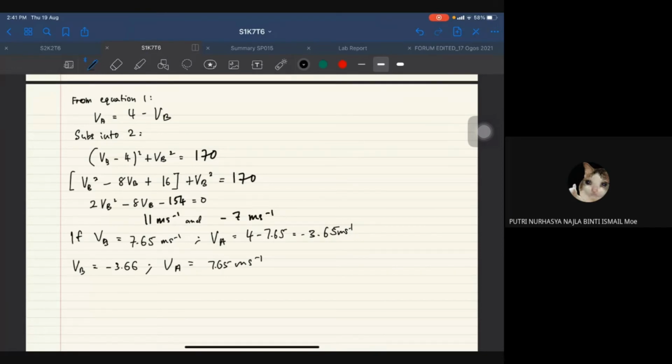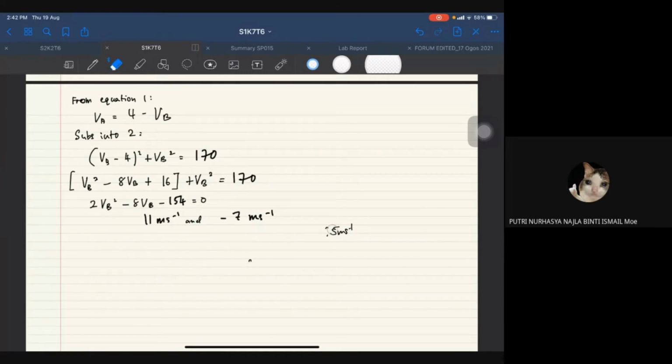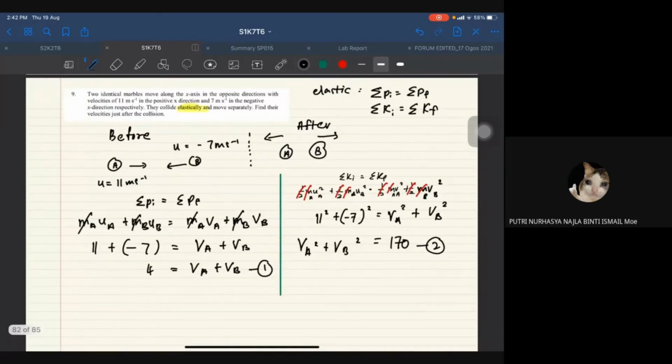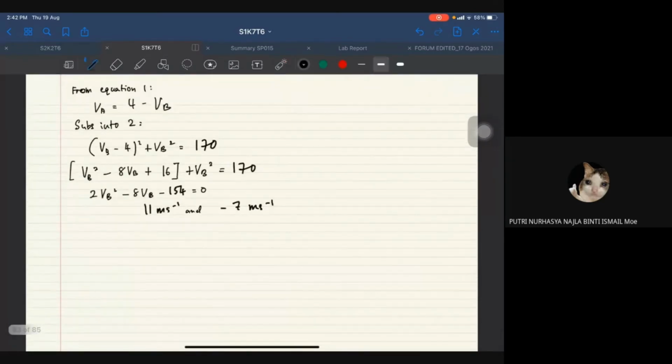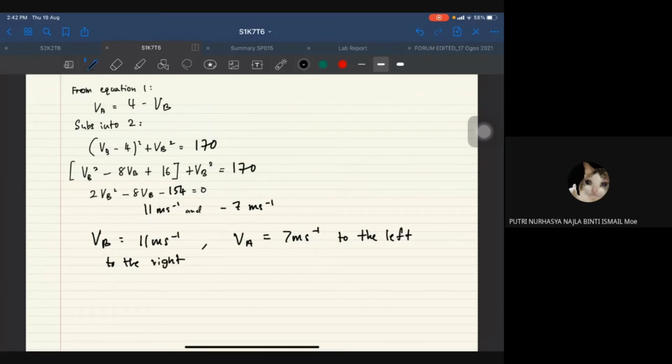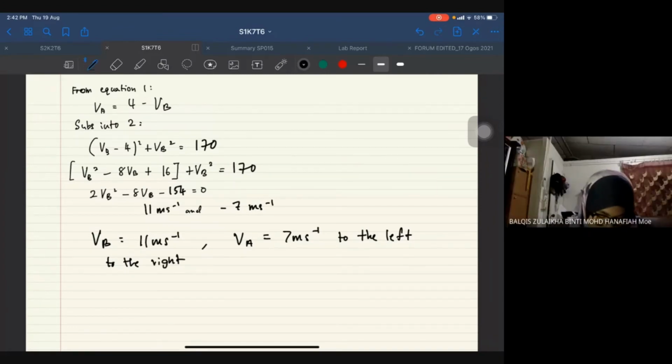So again, you can substitute, but I'm sure the values down here would be macam yang pair yang sama lah, just the opposite sign convention. So we just want to choose so that this one makes sense. So VB to be positive and VA to be negative. So we assume that VB is equals to 11 meter per second, and VA is 7 meter per second, but this one to the left. This one to the right. Okay, make sense ke tak? Make sense. Okay, good.